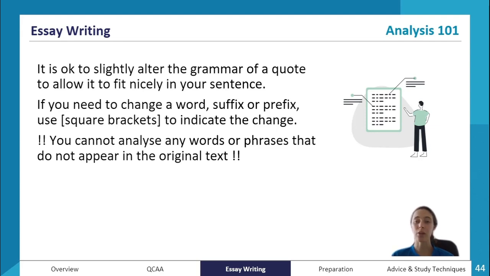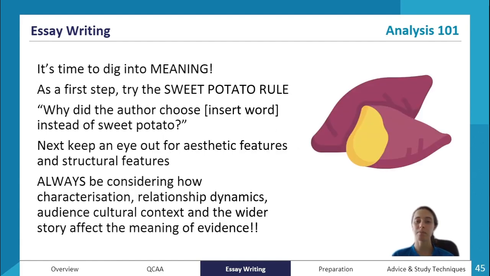And the other way that you can be altering your quotes is putting an ellipsis in, which is three periods, and that is going to indicate when you've removed words. So perhaps you've got a long quote and you want to only use part of it, you can remove words and show that with an ellipsis.